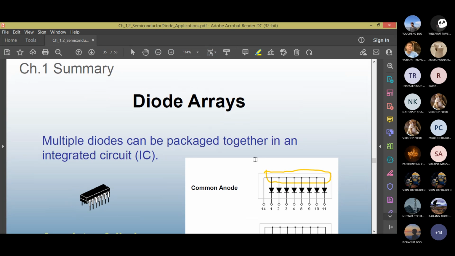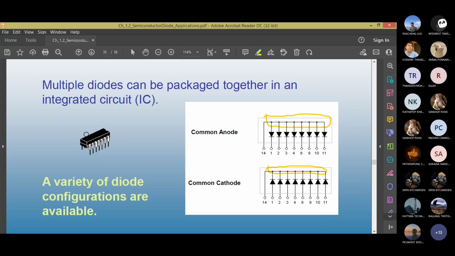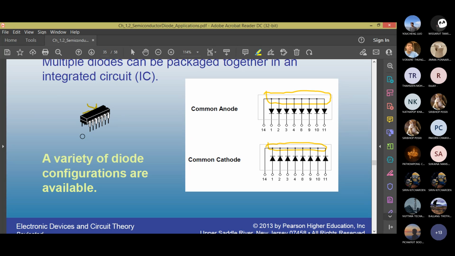You can also take all the cathodes together and join them. This is called a common cathode connection. And the anodes are open for you to take input or output, whatever it is. The diode array usually comes in a package which looks like an IC, integrated circuit. Just like this one. You can have so many types of configuration for a diode.